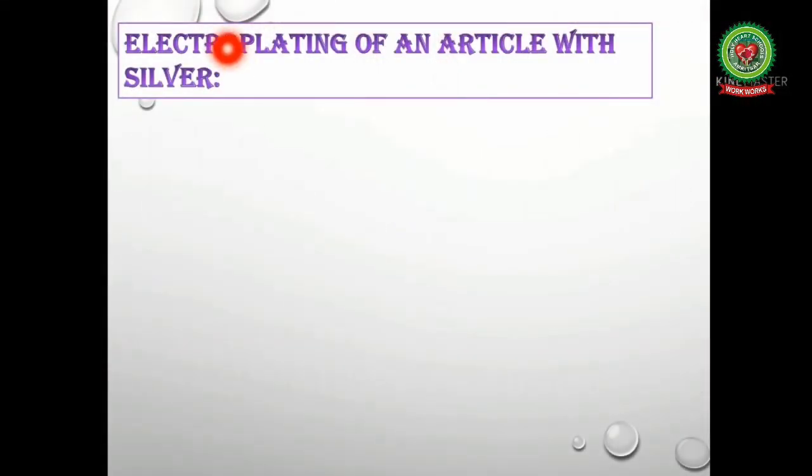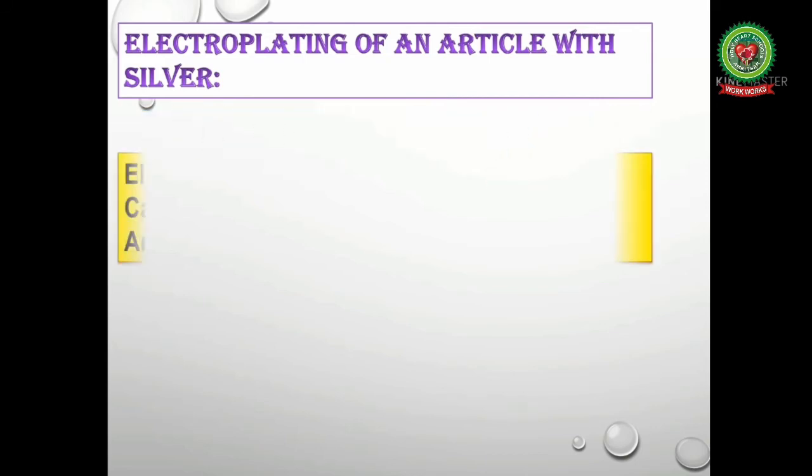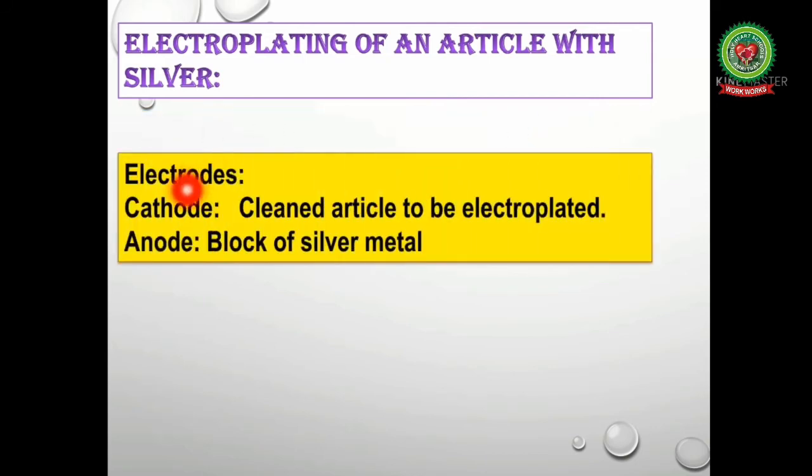Now, we are going to study the electroplating of an article with silver. For this, first one is the electrolyte. The electrolyte used in this process is sodium argentocyanide solution. The next one, electrodes. First one is the cathode, which is made up of a cleaned article to be electroplated, which is usually a brass spoon. And the anode is made up of a block of pure silver metal.